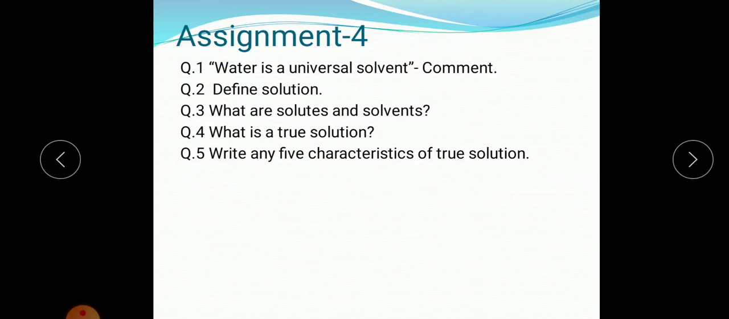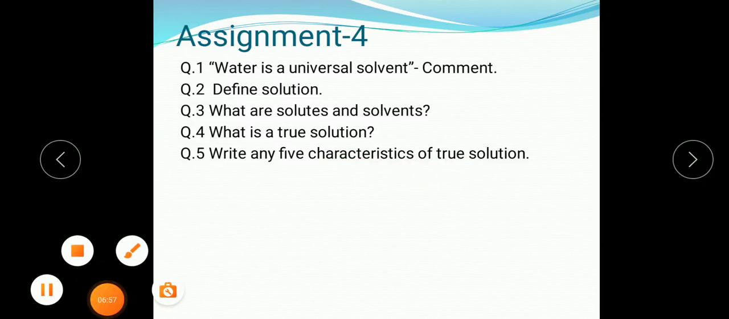Now, this is assignment 4. Question number 1, water is a universal solvent. Comment, that means you need to explain why it is called a universal solvent. Question number 2, define solution. Question number 3, what are solutes and solvents? Question number 4, what is a true solution? And lastly, question number 5, write any 5 characteristics of a true solution. So complete this assignment and send it to my mail.